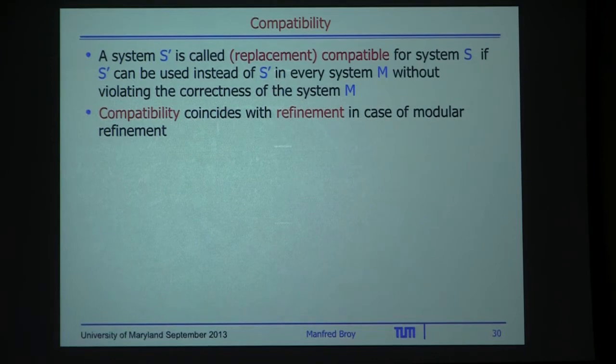What is compatibility? It's very important for systems engineering. Compatibility means if I have a system and a subsystem, and I want to replace a subsystem by a refined, different subsystem.